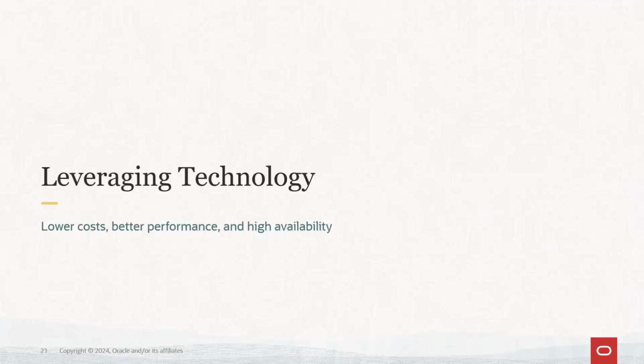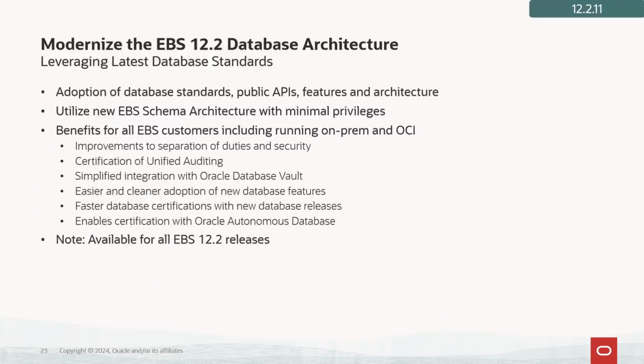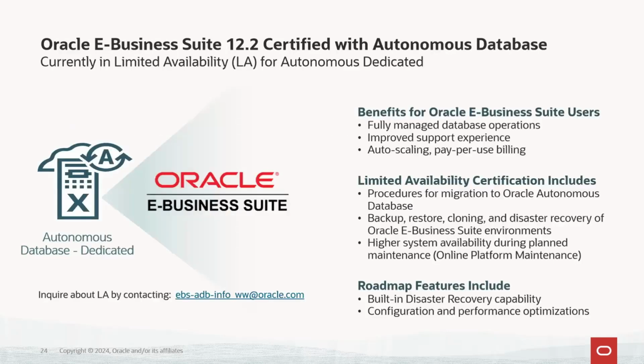The other thing about 12.2 that's distinctive over 12.1 is that it's making more use of the underlying technology. So for example, we know that the signature feature of 12.2 is online patching for reduced downtime. And we'll be talking about this technology advance a little later in the session, so I won't dwell on it here. But you may not be aware that we also added, as of 12.2.11, something that we call modernization of the EBS 12.2 database architecture, where we're making better use of latest database standards. I'll also be talking about this a little later, so moving ahead here.